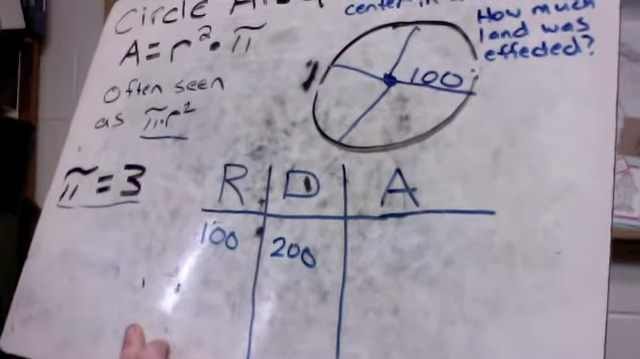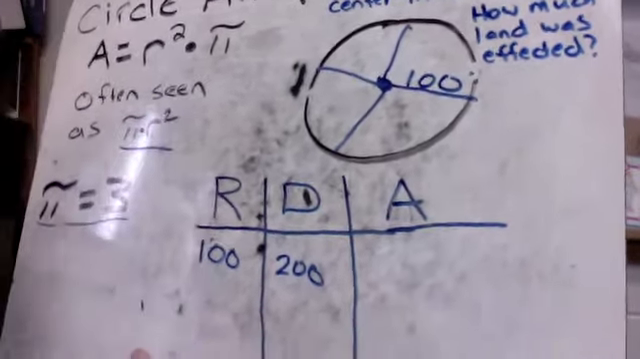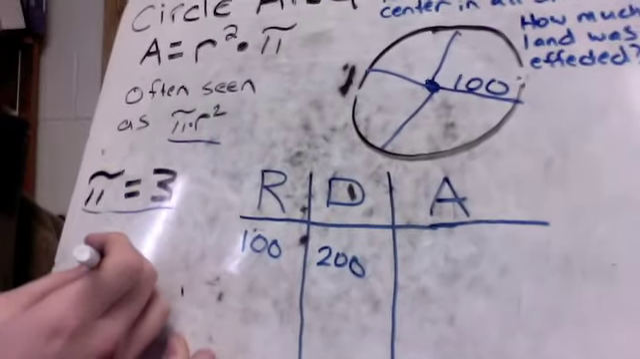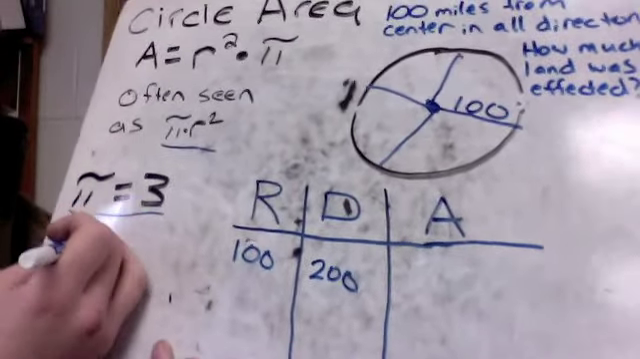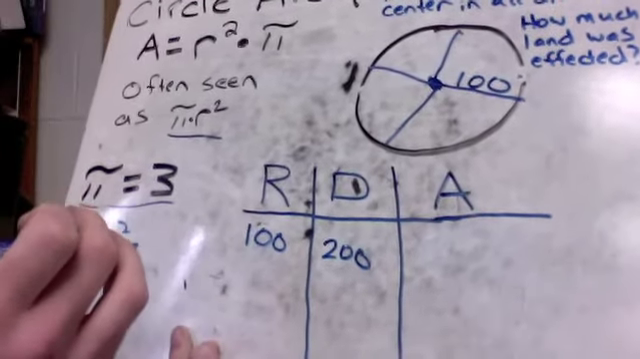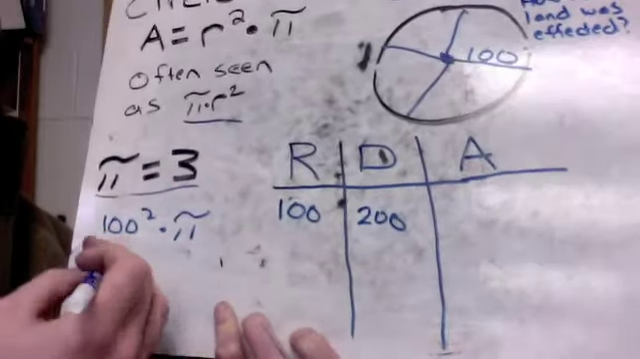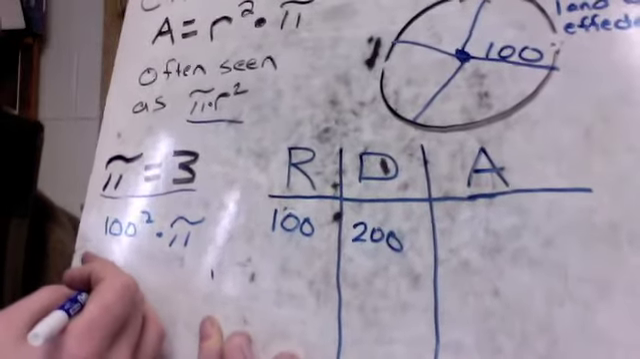Now to find the area of the circle, we just need to use our formula up here. So we'll just need radius to the second power. Radius to the second power is going to be 100 to the second power. Then we'll just need to times it by pi. Okay. Pi in this case is 3. So 100 times 100, 100 to the second power.